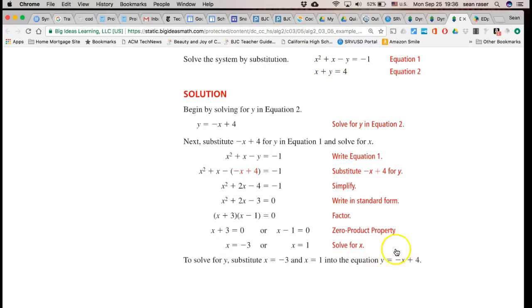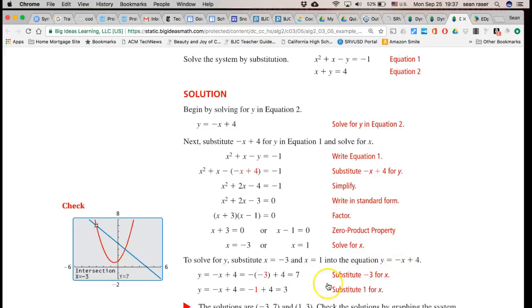So this is just the modified form of equation 2. So we know y is negative x plus 4. So if we plug in negative 3, we get y equals 3 plus 4. So that's going to give us y equals 7. And if we substitute 1 in, we get y equals negative 1 plus 4. And we get y equals 3.